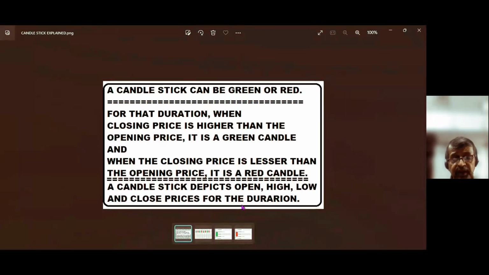Let us look at a few graphics and try to understand. A candlestick depicts open, high, low and close prices for the duration. A candlestick can be green or red. For that duration, when the closing price is higher than the opening price, that is, for 5-minute candles, if the price closes higher than where it opened, it becomes a green candle, and when the closing price is lower than the opening price, it is red.